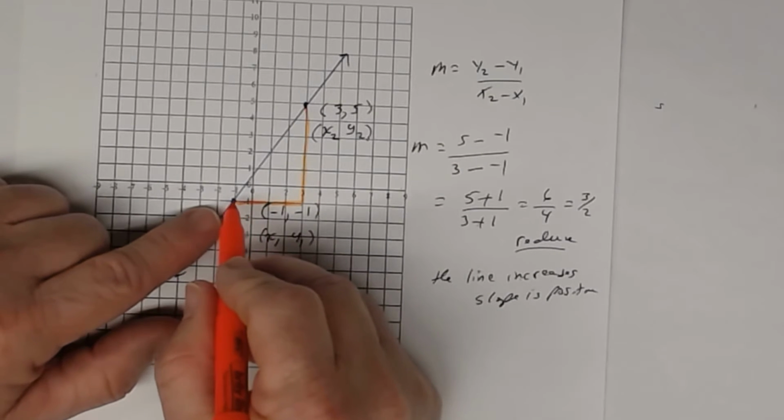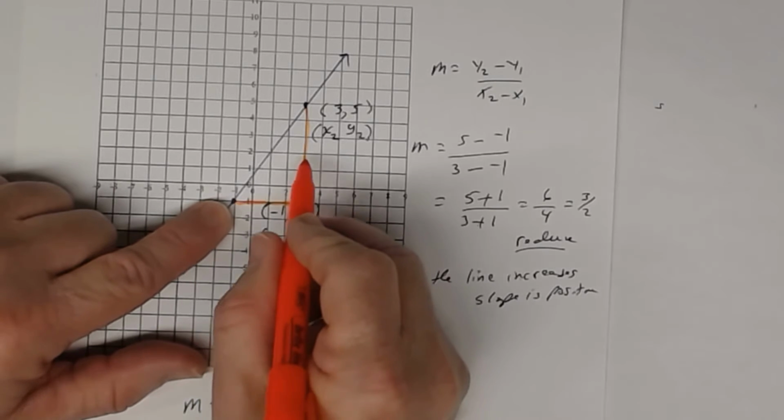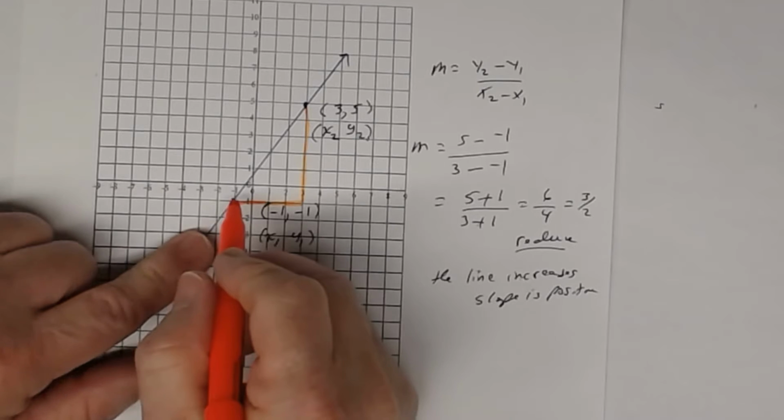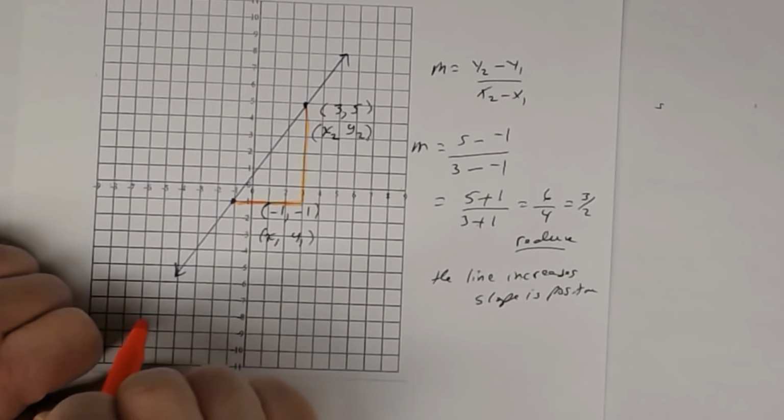Now, whenever you start here, I'm starting here. Whenever you go to the right, it's positive. Whenever you go up, it's positive. If you go to the left, it's negative. When you go down, it's negative, okay?